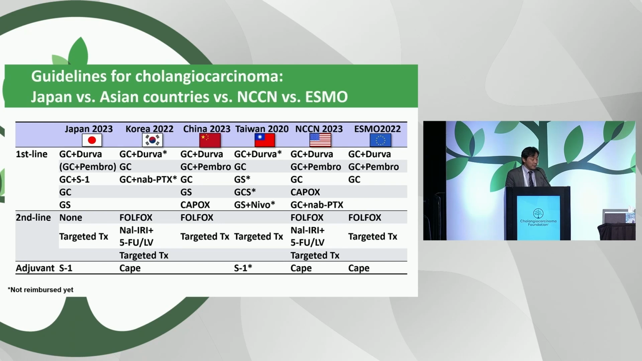In second-line treatment, no standard treatment has been established in Japan. So maybe we usually use S1 monotherapy if it was not used in the first-line treatment. On the other hand, FOLFOX or nanoliposomal irinotecan is standard in the EU and US. As adjuvant therapy, S1 is usually selected in Japan and Taiwan, and capecitabine is used in many other countries.